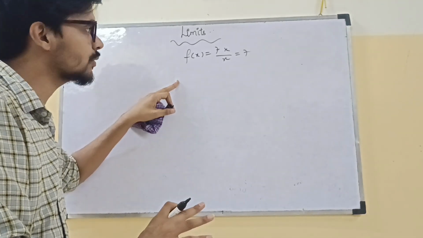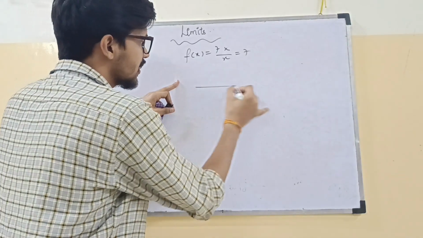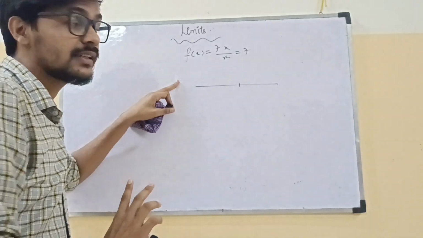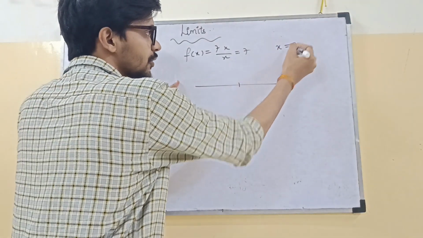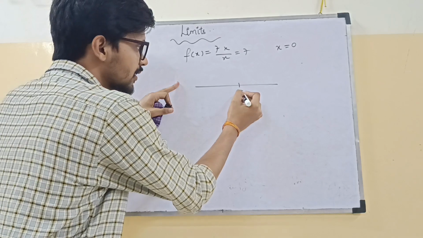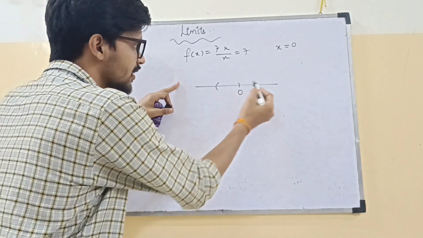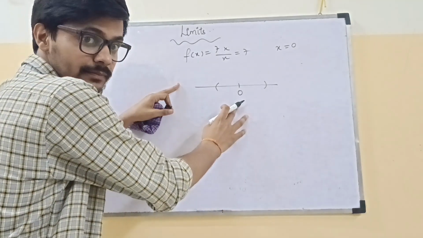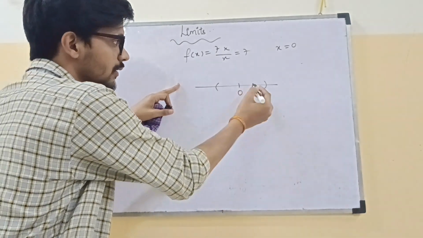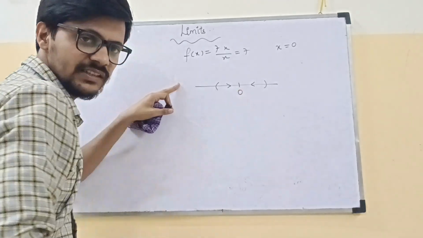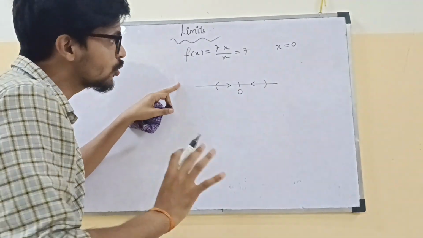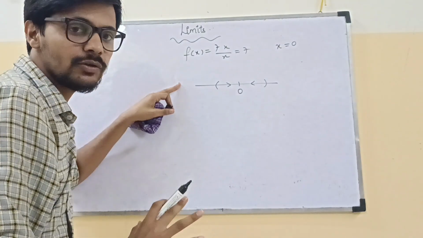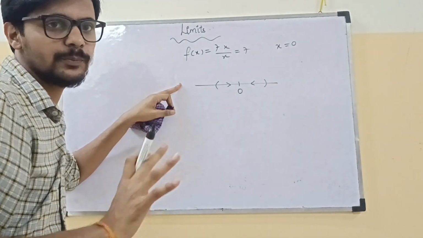So what we do in limits, we define the neighborhood at which the function is not defined. For example, here this function is not defined at x equals 0, right? So we'll take this point and around this point we create a neighborhood, right? And we try to approach x from the left, from this side, and from the right, from this side, and we go very close to 0. We go very close to 0 and we try to approximate the value of the function near that point.